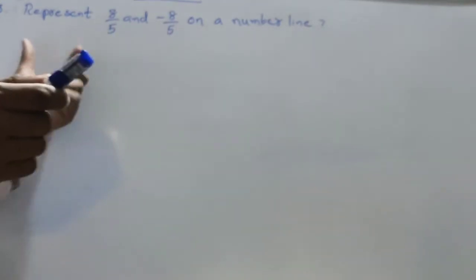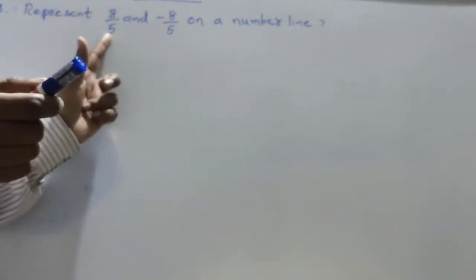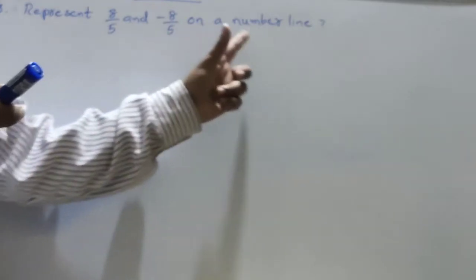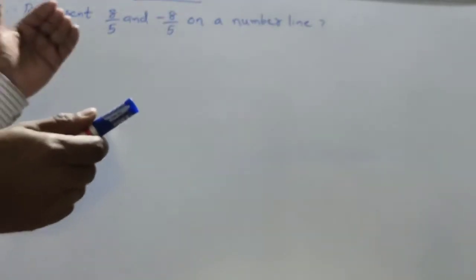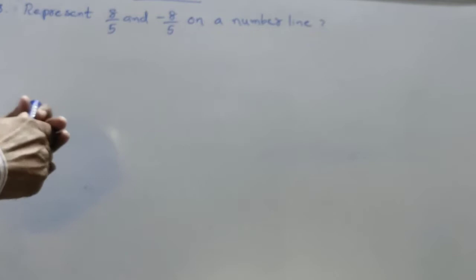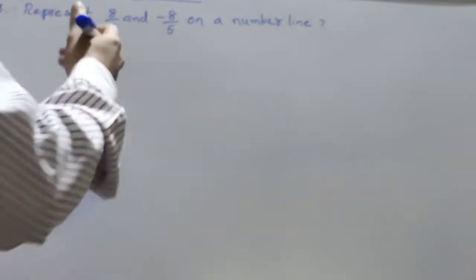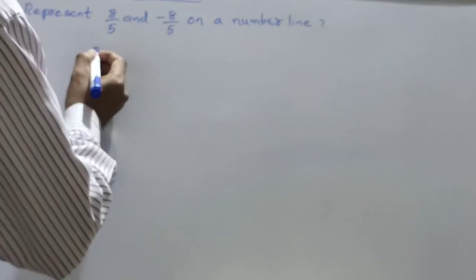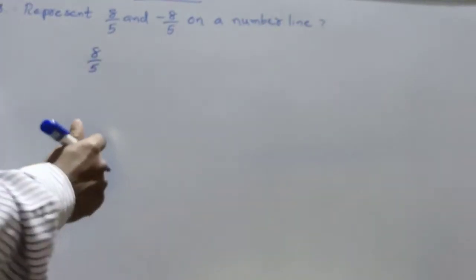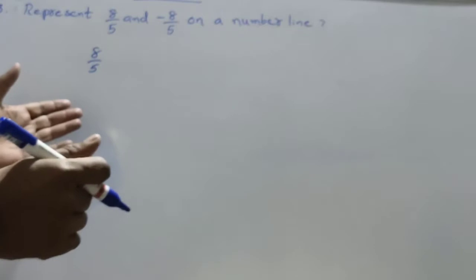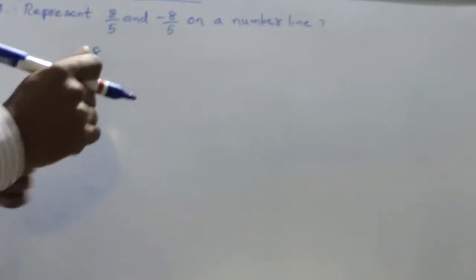Now let us see, students, represent 8 by 5 and minus 8 by 5 on a number line. Already we learned this in the previous video also, so once again let us see these types of sums. Here we have 8 by 5. So what type of fraction is this? Yes, it is an improper fraction.